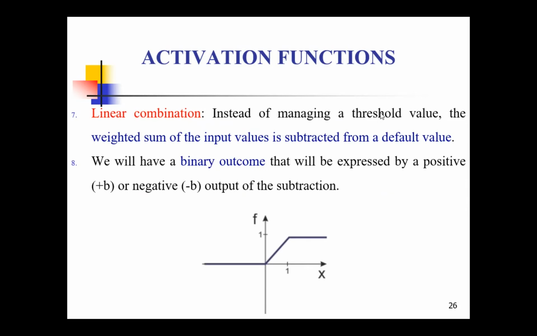Instead of managing a threshold value, the weighted sum of the input values is subtracted from the default value. Then we will have a binary outcome that may be positive or negative, depending upon the output of the subtraction process. So the weighted sum of the inputs will be subtracted from the default value, based on the training functions. This is how the linear combination works.